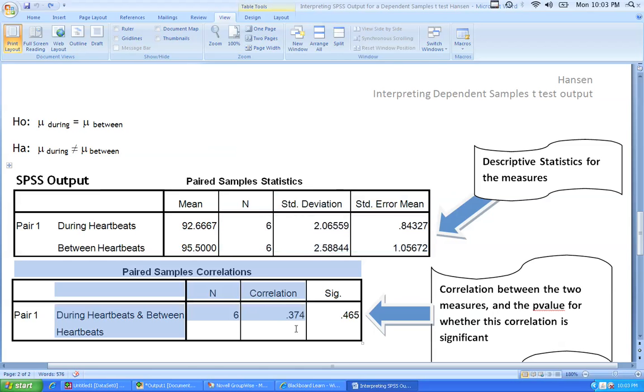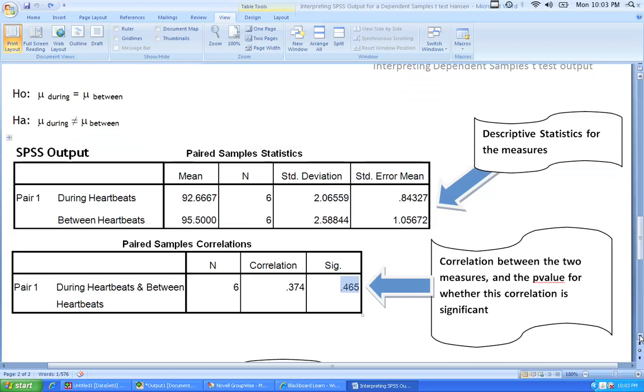The second table provides the correlation coefficient between the during and between heartbeat measures, and also the p-value to test whether that correlation is significant or not.